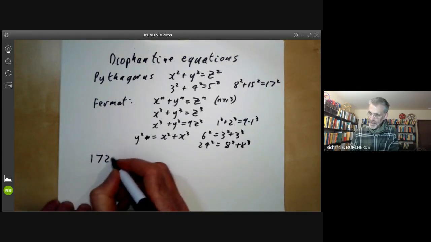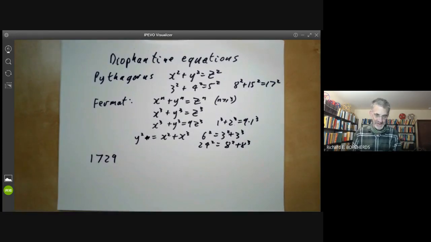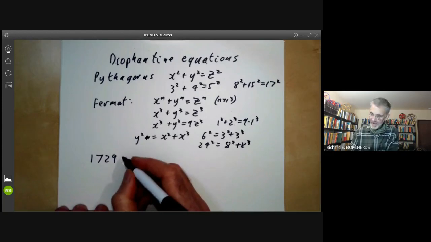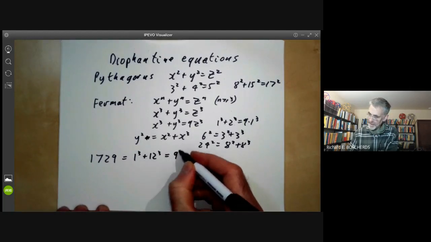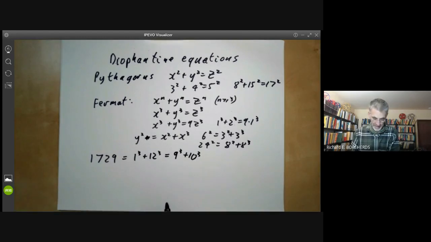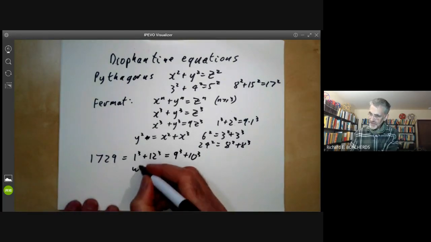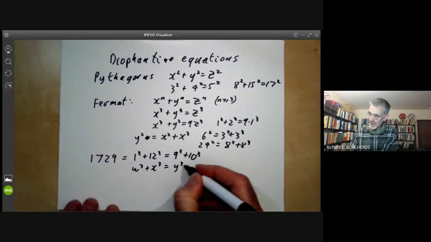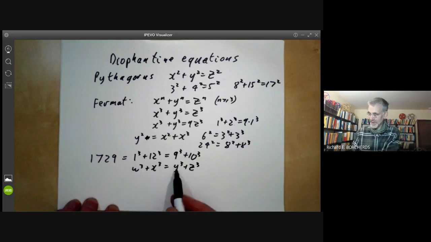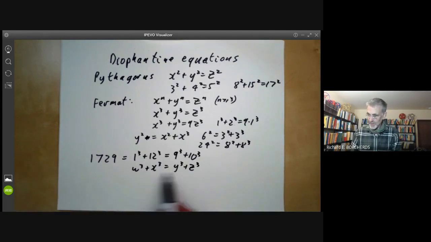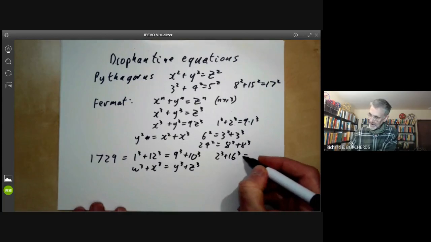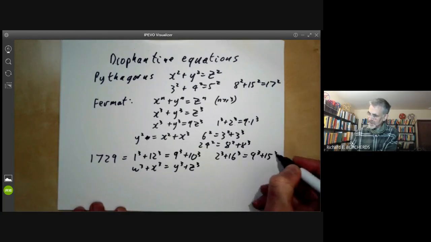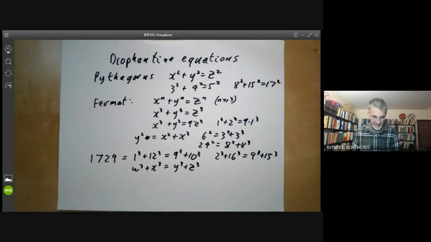Next example is the number 1729, which is fairly famous for a reason I'll explain a little bit later. It can be written as a sum of two cubes in two different ways. So you can ask, are there other numbers that can be written as a sum of two cubes in two different ways? So we're trying to solve w cubed plus x cubed equals y cubed plus z cubed. And there are some trivial solutions where w is equal to y or w is minus x or whatever. So we want to find non-trivial solutions of this. For example, we could have 2 cubed plus 16 cubed equals 9 cubed plus 15 cubed. And again, we can ask, how can we find solutions of this?